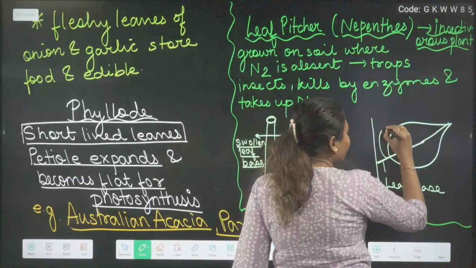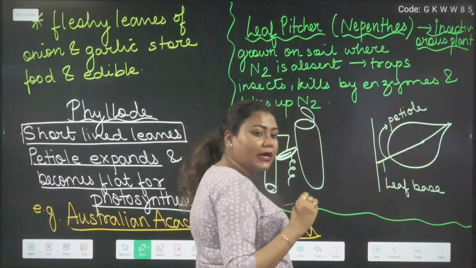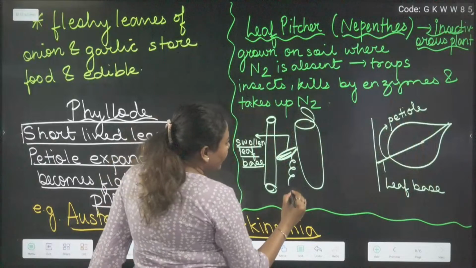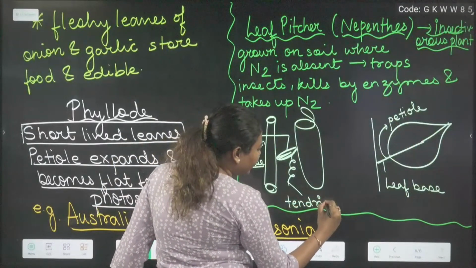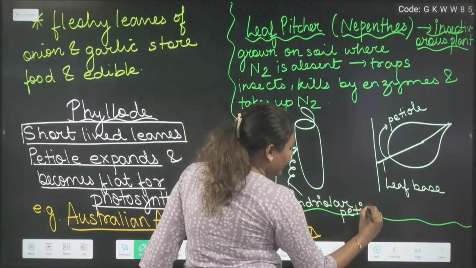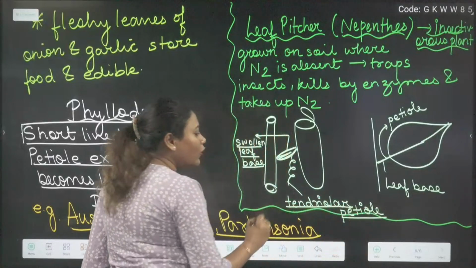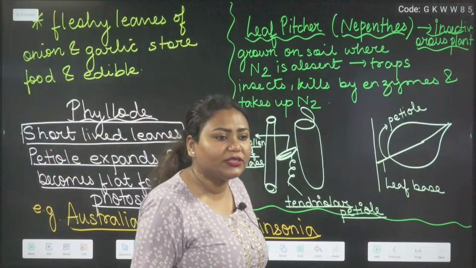This is your petiole. In a normal leaf, this is your petiole. Here also you have petiole. But which type of petiole do you have? Tendrillar petiole. The petiole is changed into tendril. You have tendrillar petiole over here.